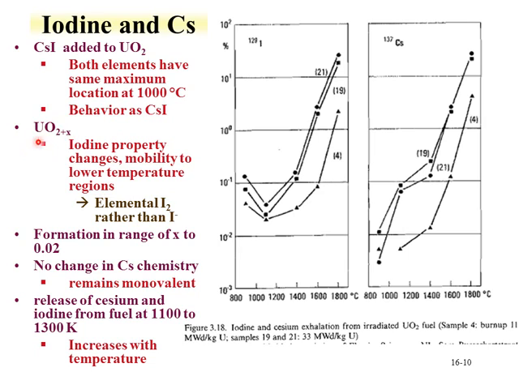If one evaluated UO2+X, the iodine property changes. There was mobility to lower regions, and this is because you would have elemental I2 rather than I-. So the oxygen would help oxidize the iodine, keeping it elemental. And this formation changed in the range of X up to 0.02. So just a relatively small amount of oxygen can help prevent the mobility of the iodine.